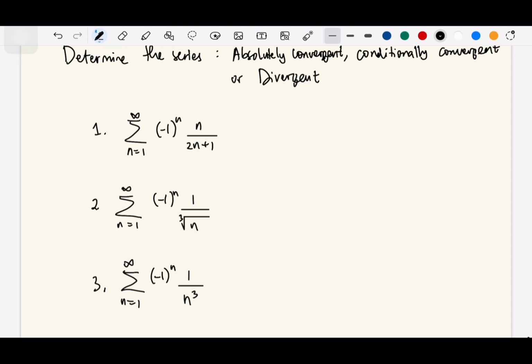What do you think of number 1? Yeah, you take absolute value, which means that we just ignore the negative sign. Just do it the factor. What's the limit of this?